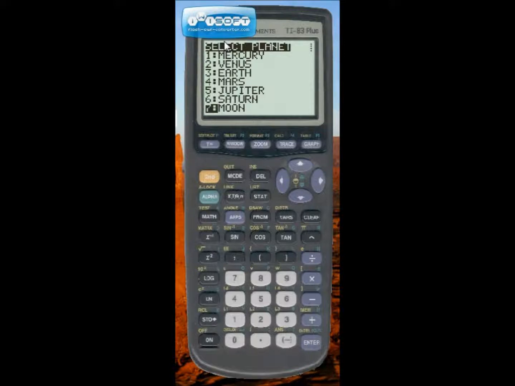We'll select Jupiter. And let's say it dropped 9 meters, and it'll tell you it took 8.3 seconds to drop. Alright, cool.